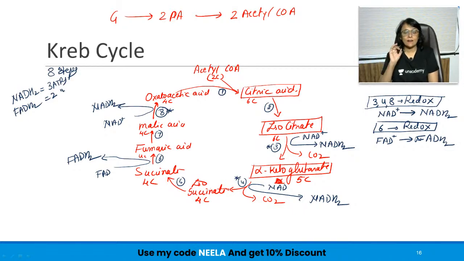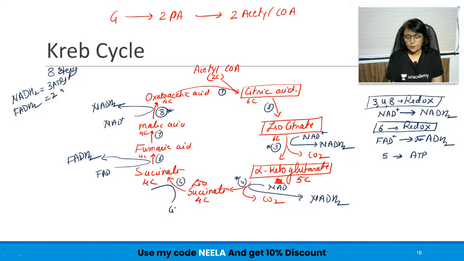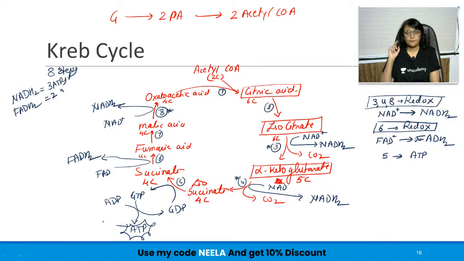So basically we are getting some molecules which will later on give us ATP. One more reaction, step number 5, gives us 1 phosphate. Ultimately we will get ATP, but not directly. In step number 5, there is a substance called GDP. ATP is adenosine triphosphate; this is guanosine diphosphate. It takes the phosphate and changes into GTP. And when this GTP breaks into GDP, it releases the energy which is taken by ADP and we get ATP synthesized.